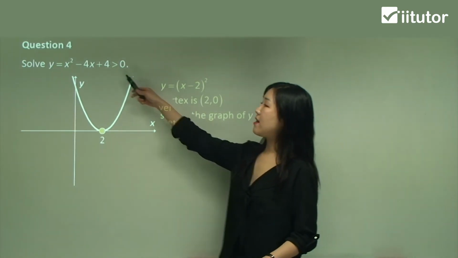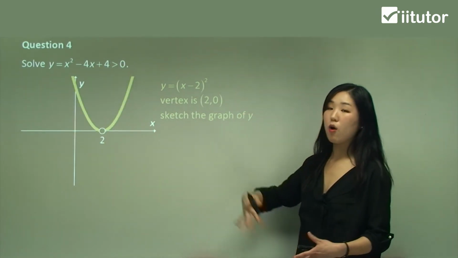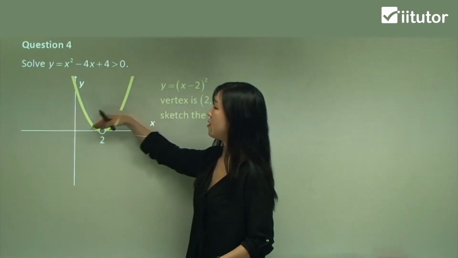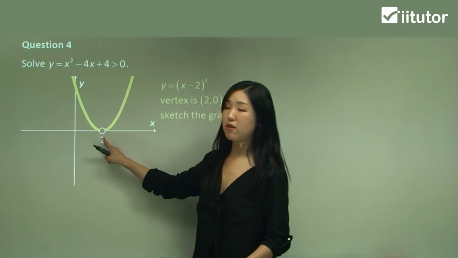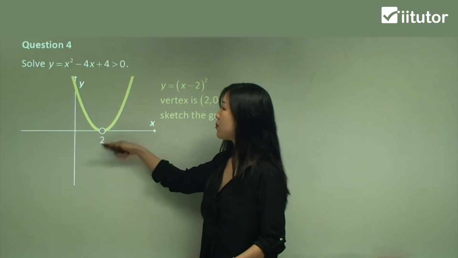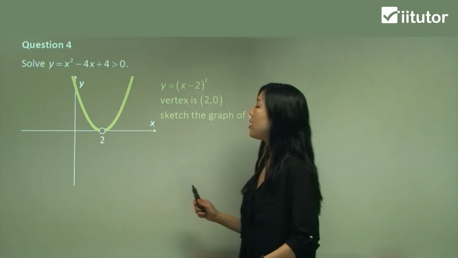Now, it's greater than 0, but not including 0, so we sketch the whole thing, so we color the top part, because that part is all above 0, but we exclude this one. So see how I made that hollow? It's because we're not including 0. So anything on 0, we don't include.